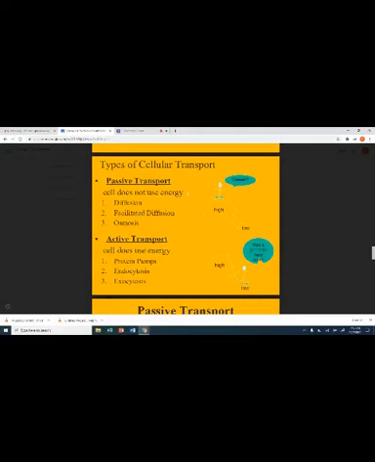Passive transport goes from a high concentration of something down the gradient to a low concentration of something. Active transport is just the opposite. It's starting with a low concentration and is working up to a high concentration of something. Good examples, like what you see in the picture here.